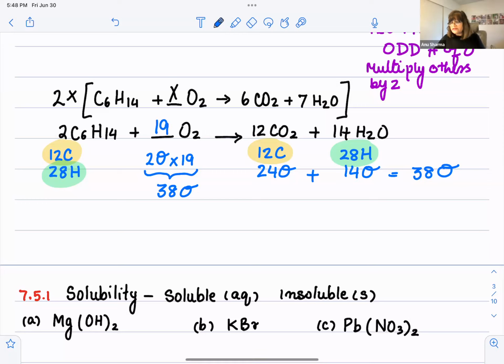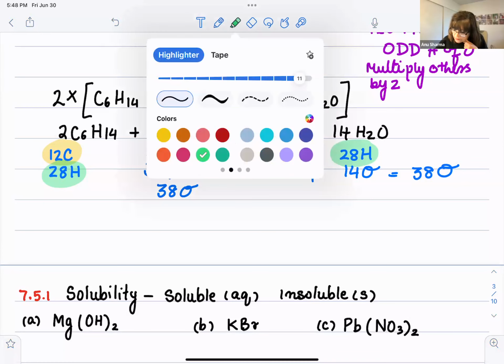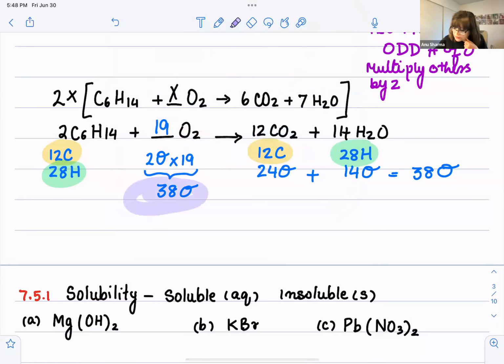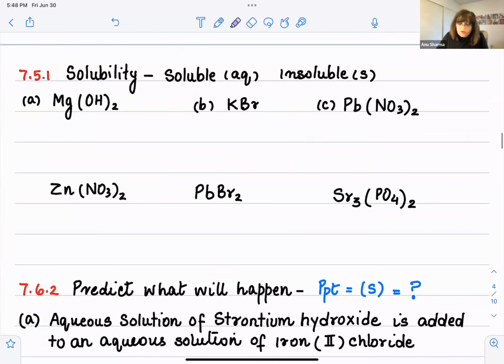19. And that is the answer. Okay, so that matches the oxygens, 38 and 38. All right, let's look at the next one, soluble or insoluble.